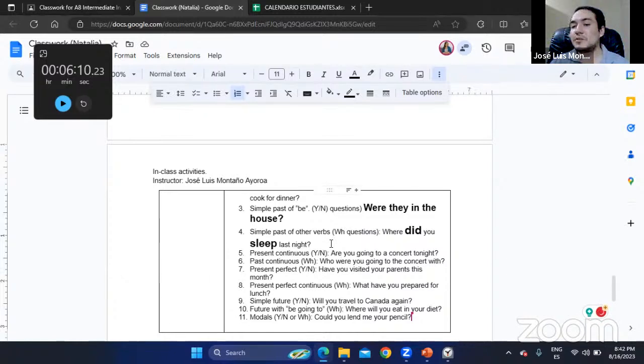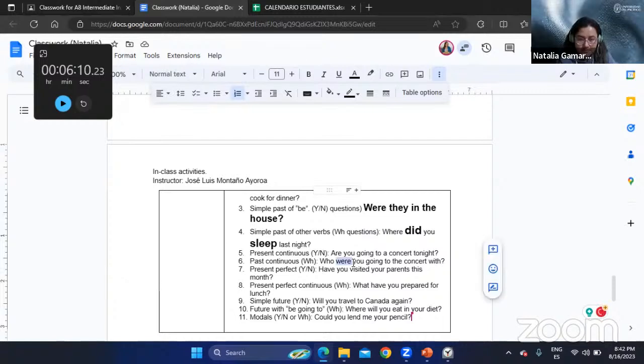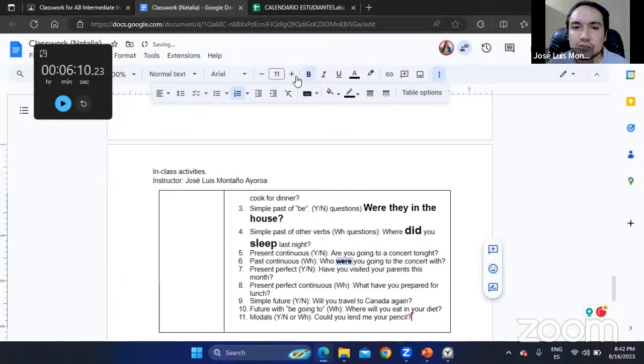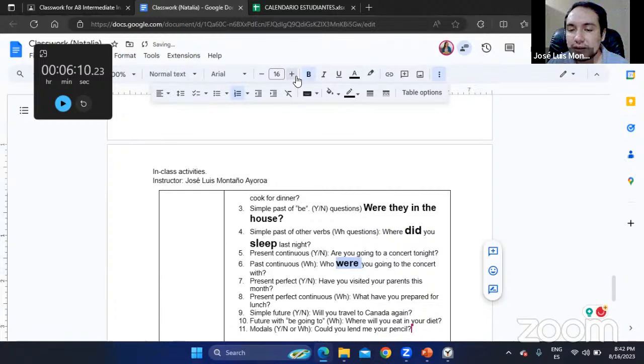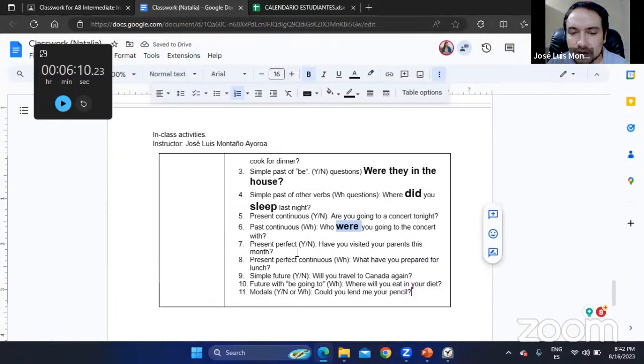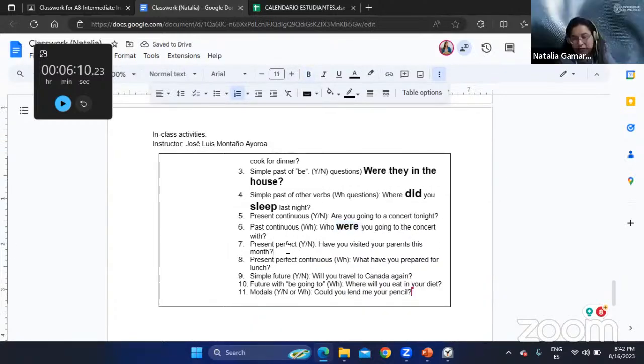And again, this is going to be context for something else, right? Who were you going to the concert with when you saw that person, or while something else was happening? Okay, but again, that's something extra. Here, just this one, right? If you see past, it has to be the verb to be conjugated in past. All right, now this is good. Sense?